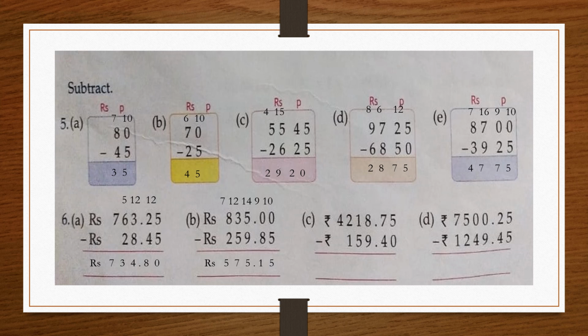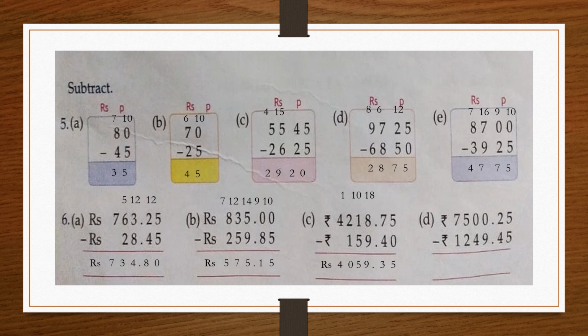Now C part, 4,218 rupees 75 paisa. Subtract it, 159 rupees 40 paisa. Now children, see. 5 minus 0 is 5. 7 minus 4 is 3. Then after that the point is there. Now 8 cannot subtract 9. So it will borrow 1 from there. It will become 18. 18 minus 9 is 9.